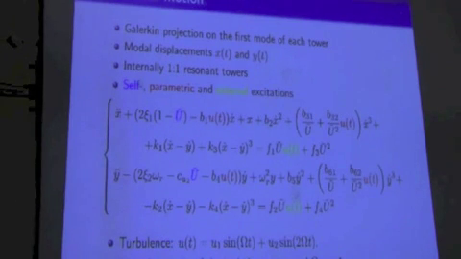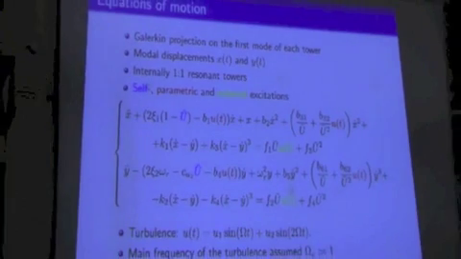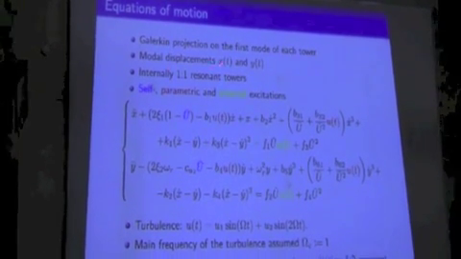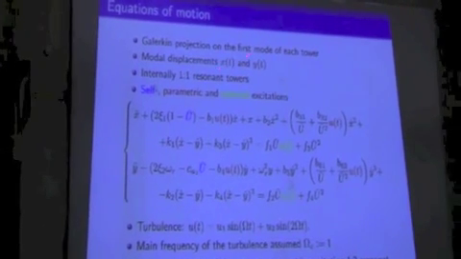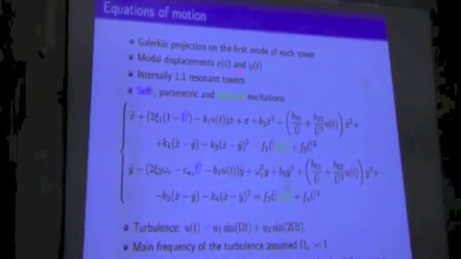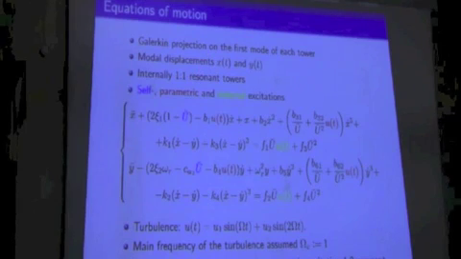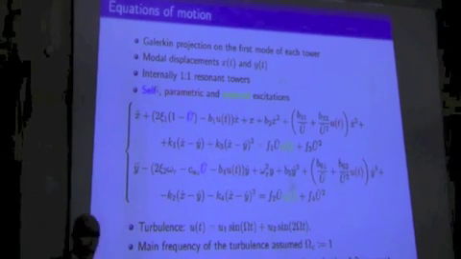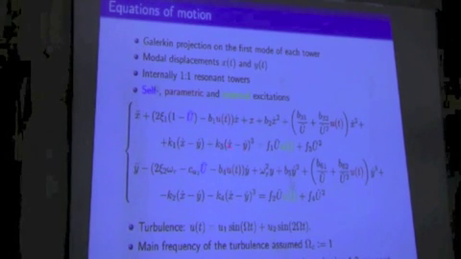So now we apply a Galerkin projection on the first mode of each tower in order to get two ordinary differential equations, which are nonlinear of course, on the dependent variables, which are the modal displacements x and y. And we put the system in a one-to-one internal resonance. It means that the towers have more or less the same natural frequency.